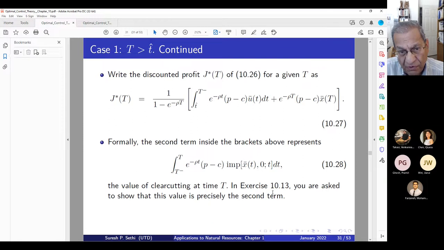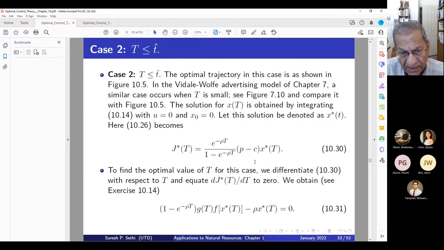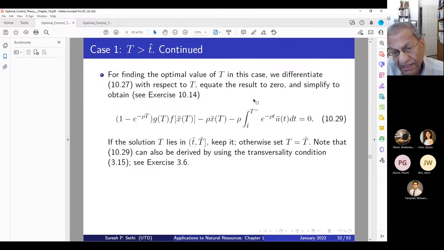Remember when you optimize within a boundary, if the solution is outside the boundary, you take this value. So we have two solutions here. We have only one solution, but depending on what it is, we have one solution, either this or this. Just take that. So that is our one solution.